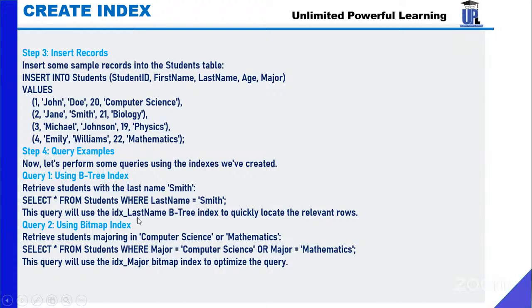Then what it is doing: the IDX last name B-tree index quickly locates the relevant rows. What is a B-tree? It is out of scope. You have to learn the algorithm in the algorithms subject. But as of now, you can say that one algorithm has been applied to retrieve such data. Similarly, using a bitmap index, you can optimize your queries.